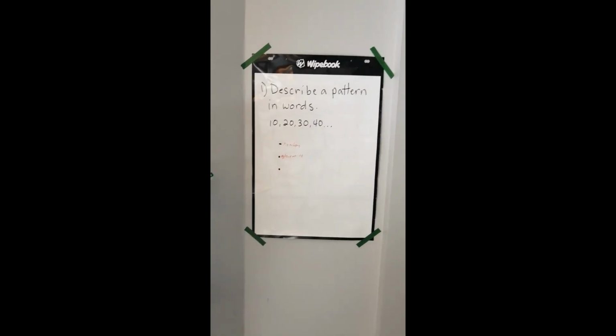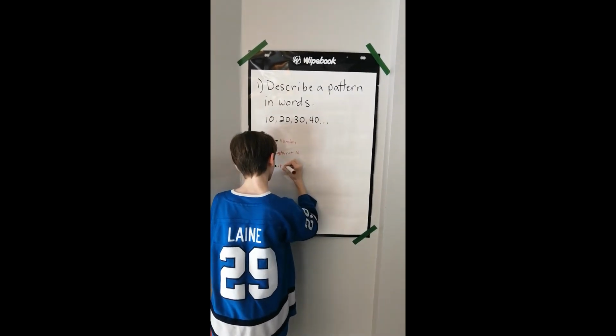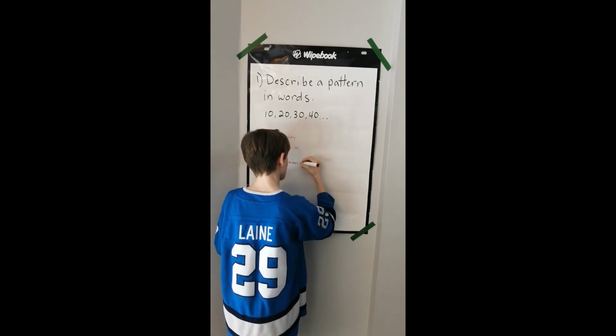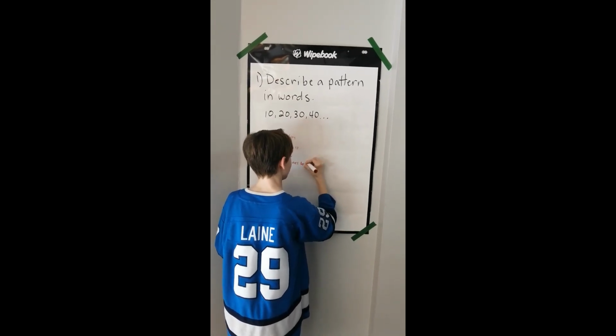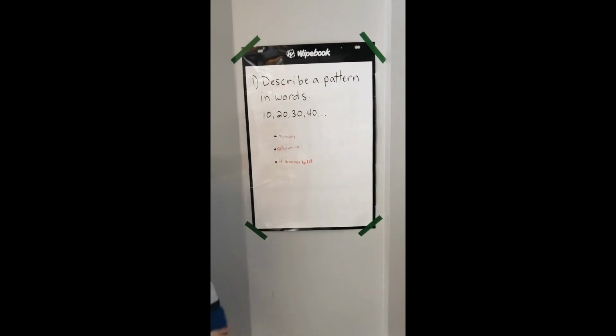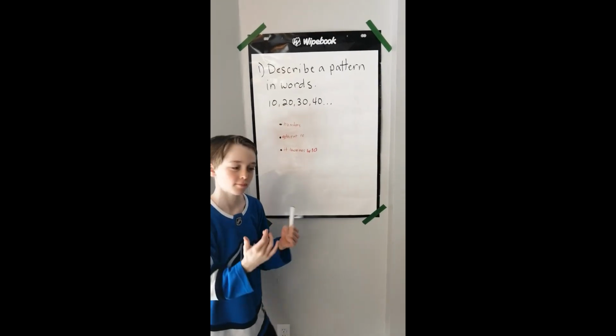And then what happens to them, Mark? It increases by 10. Perfect. So it increases by 10. So what you're doing when you're describing a pattern in words is you are saying what it is, could be numbers, could be shapes, where it starts, and how it changes from there.